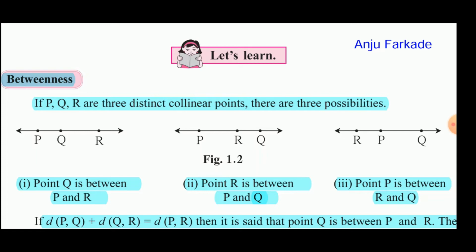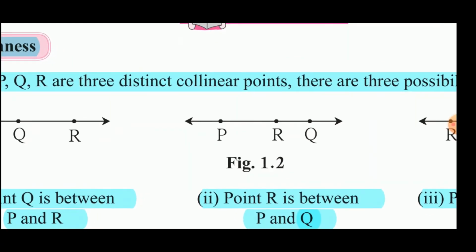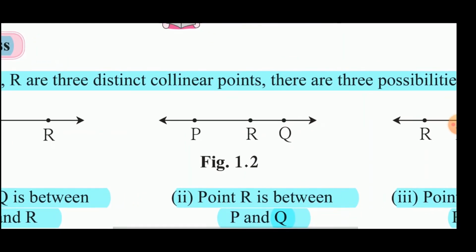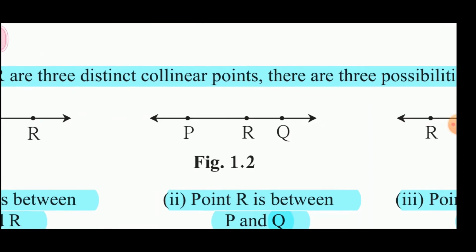Now in the first case, if distance PQ plus distance QR is equal to distance PR, then we say that the point Q lies between P and R. In the second figure, if distance PR plus distance QR is equal to distance PQ, then R lies between P and Q.